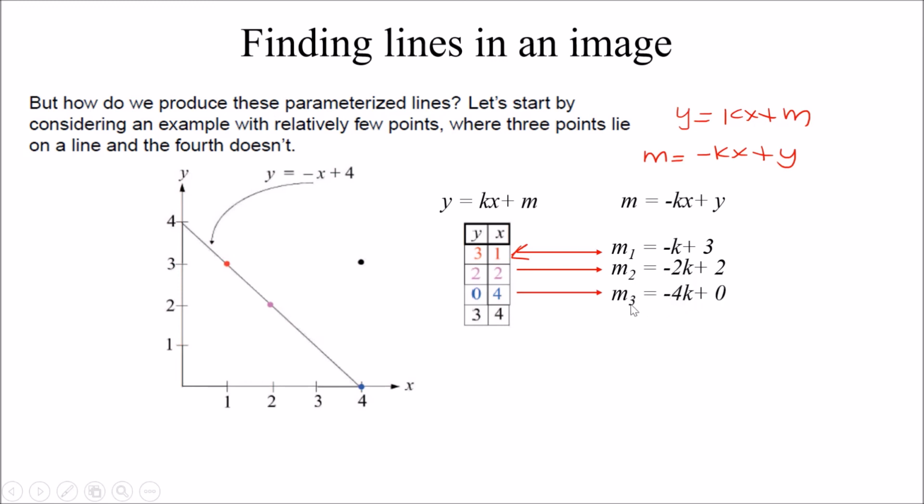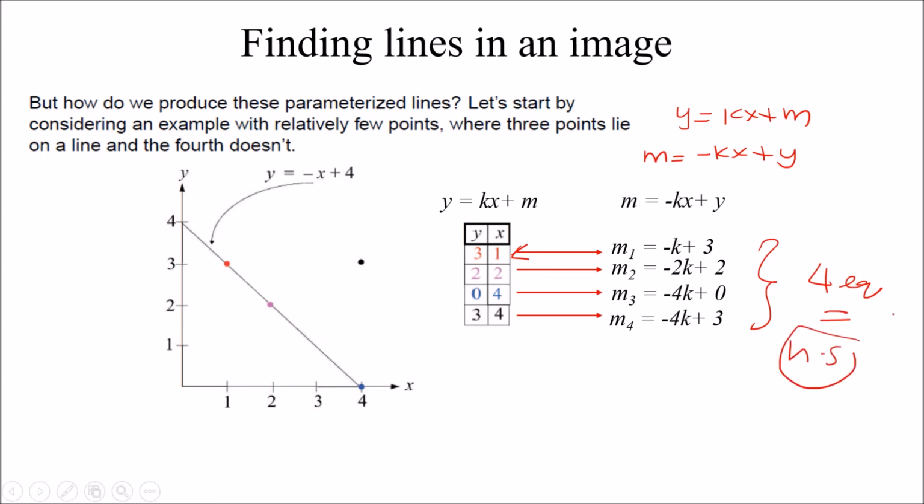Third line, m3 equal to negative 4k plus 0, because you don't have any intersection, your point of y equal to 0. And then finally, the last point, m4 equal to negative 4k plus 3. You just simply plug in all the values of x and y in this modified equation to determine the equation of line. So for this case, we have 4 equations of line in Hough space.